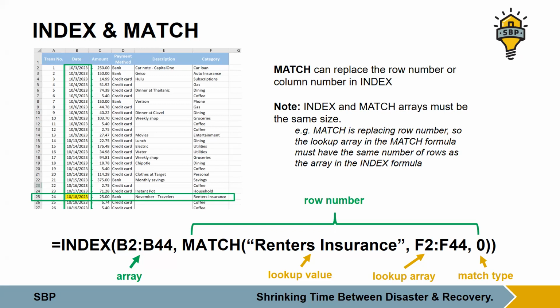The one thing to note is that if you are using MATCH to replace a row number in INDEX, then you have to make sure that the rows line up. So if I put the MATCH formula with F2 to F44, but I did the INDEX formula with B1 to B44, it's going to return the 24th value in the column I specified, which is going to be wrong because my array for the MATCH started in 2. So you just have to make sure that they're the same size and have the same number of rows for it to work.